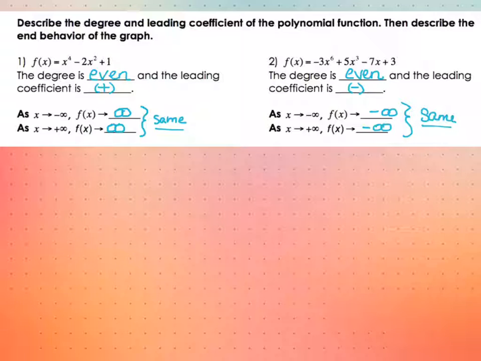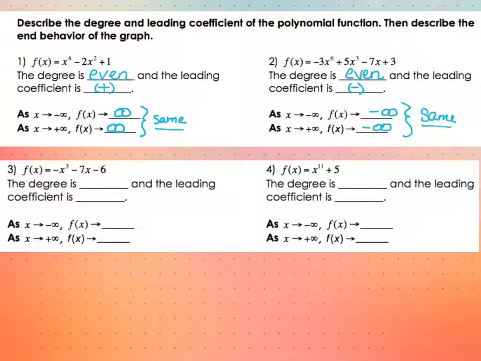Let's take a look at question number 3. And you might want to try 3 and 4 on your own. Just pause the video and check your answers. So the degree of this equation is odd, and it's a negative leading coefficient because of this negative right here.